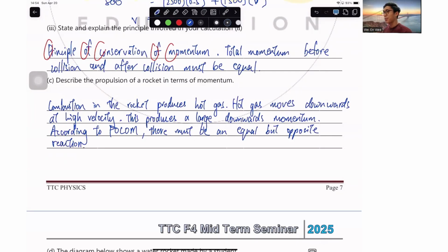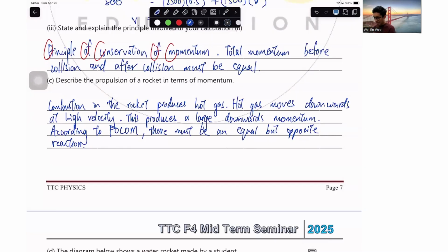Okay, so basically the principle of conservation of momentum. Oh, you cannot write POCOM in the exam. No. In the exam you must write the full words. Okay, so basically according to this principle of conservation of momentum, if something goes up, something must go down. If something goes left, something must go right. If something goes forward, something must go backwards. That is the law. Okay?